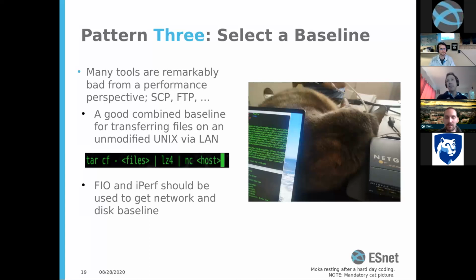So FIO on the storage side, iPerf on the network side, that establishes your baseline. And then getting that combined baseline is a really difficult thing. For a long time, the combined standard that I used was actually tar cf, the files you want, going into something like LZ4 to compress it in a very light way, just because there tend to be issues, if nothing else, with how tar handles small files. So that brings that file size down a little bit.